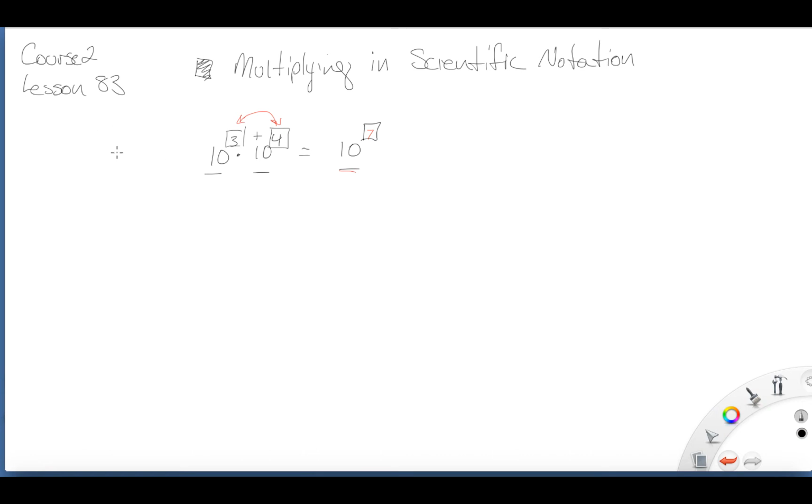This is a pretty easy concept when we deal with this. And this isn't just in scientific notation. We can do this with other things when dealing with algebra, and we'll get to that next, in Lesson 84. So let's look at a couple of examples.